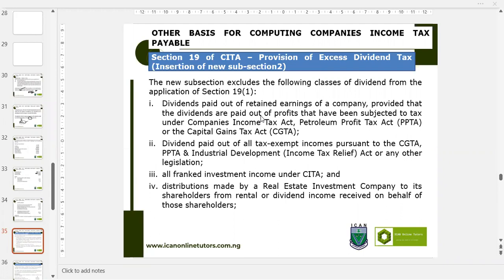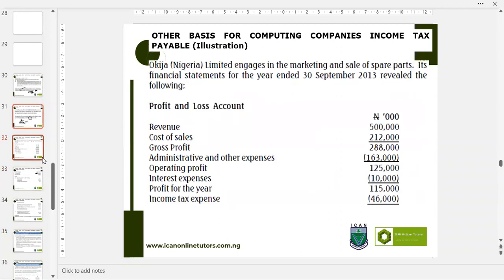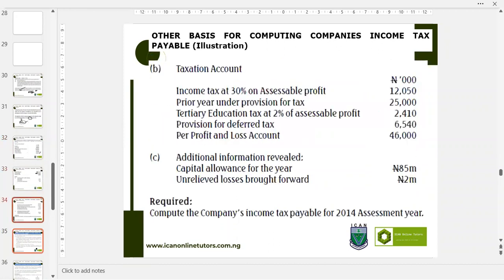So 1, dividend paid out of retained earnings of the company, provided that the dividends are paid out of profit that have been subjected to tax under the Companies Income Tax Act, Petroleum Profit Tax Act, or Capital Gains Tax Act. So now in this question, what do we see? You notice that the company had paid tax already. Ordinarily, the profit for the year is 115, but tax has been computed and paid. So we have income tax expense of 46 million naira.